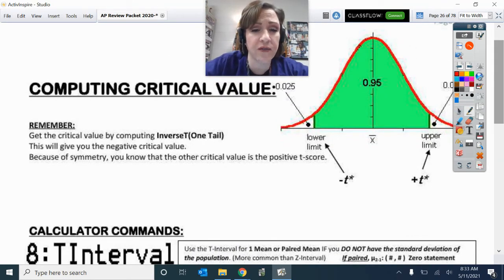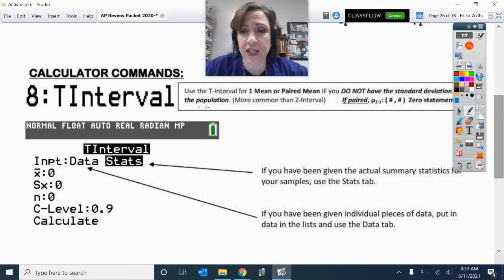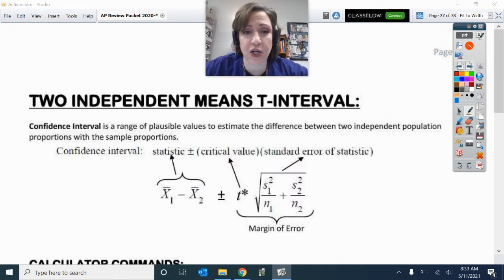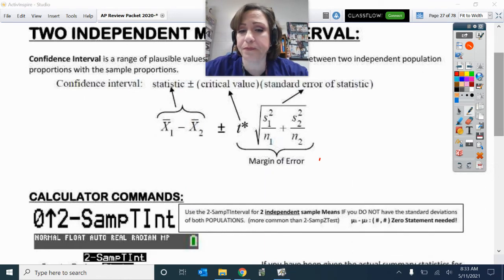Oh, looky here though. Inverse t of one tail, comma, degrees of freedom. I should put that in there. Okay. And then you can do the t interval in your calculator. Here are the interpretations about the true average amount. Okay, and then here is about the difference between two means.